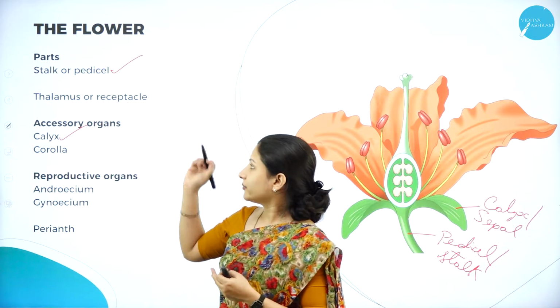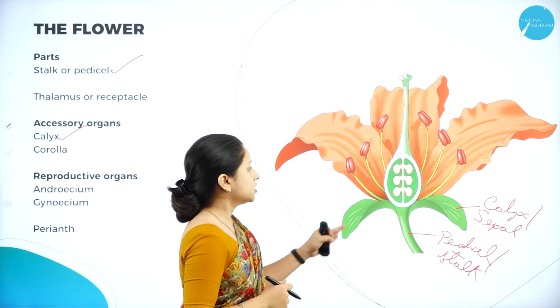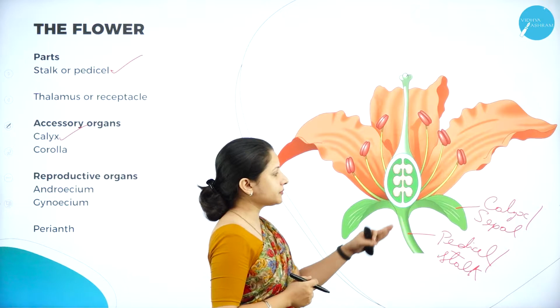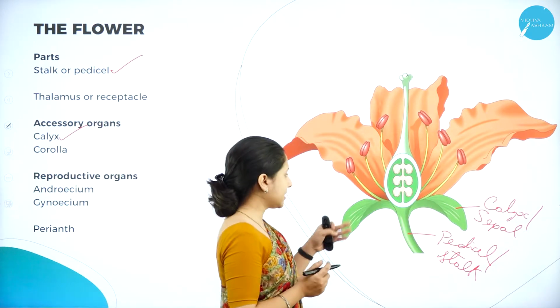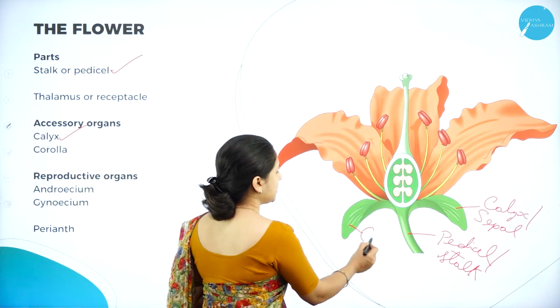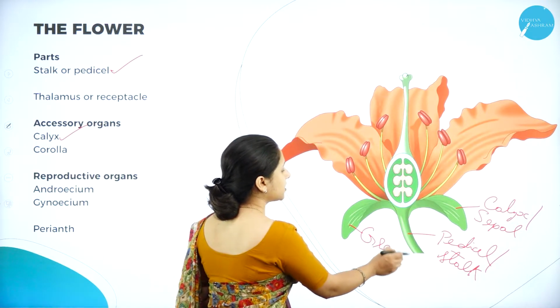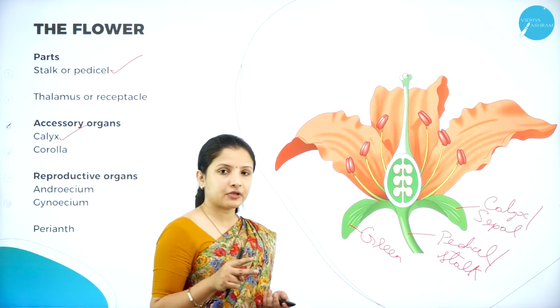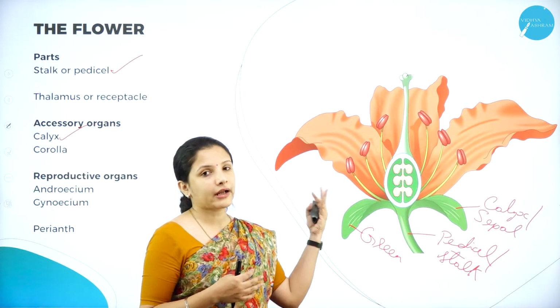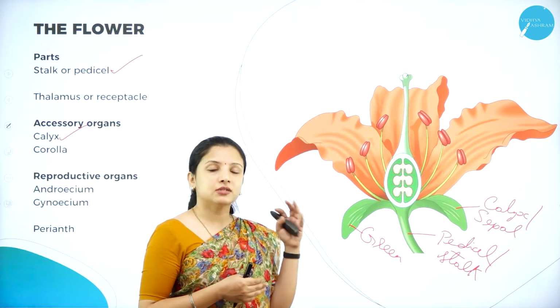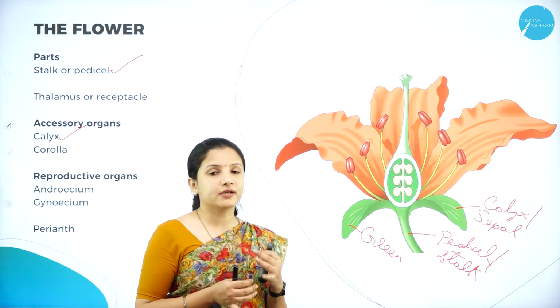I'll talk about the thalamus later on. So next we have the calyx or the sepal. The calyx or the sepal is usually green in color. You can see here, they are most of the time green in color. But apart from that, sometimes the calyx will appear colored and look as if it is fused with the petal. Such a structure is called the perianth.